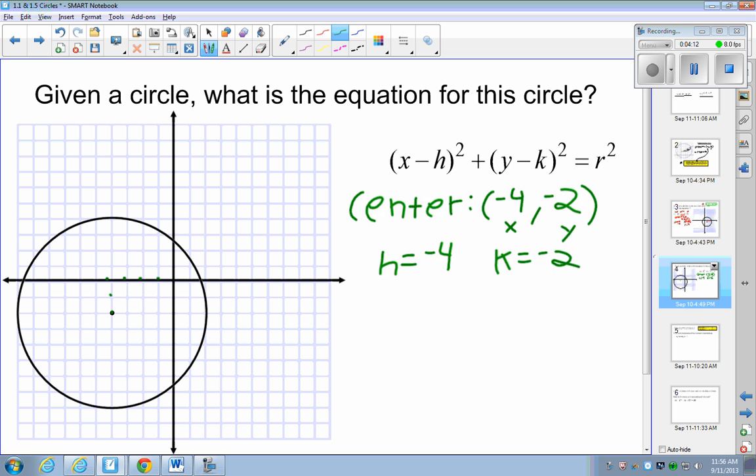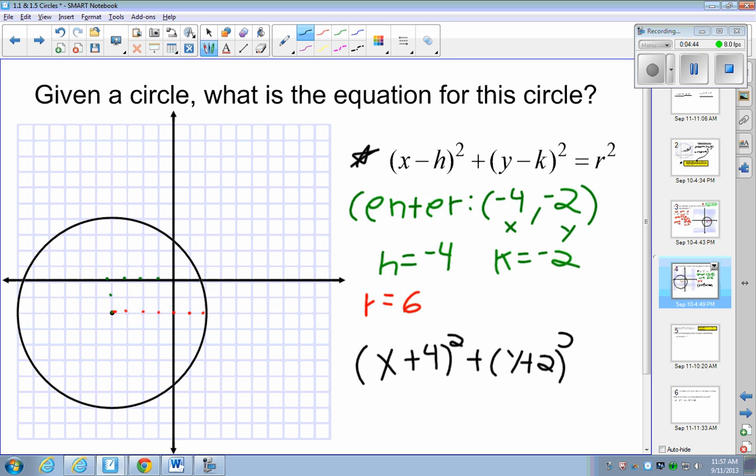Okay. Now all we have left is to find what our radius is. So we do that just by counting over. 1, 2, 3, 4, 5, 6. So radius is going to be equal to 6. Now let's plug everything back into our equation up here. Okay. So we'll end up getting x plus 4, because 4 is negative, squared, plus y plus 2 squared is equal to 6 squared. And we know that 6 squared is 36, so we're just going to write our answer in that form.